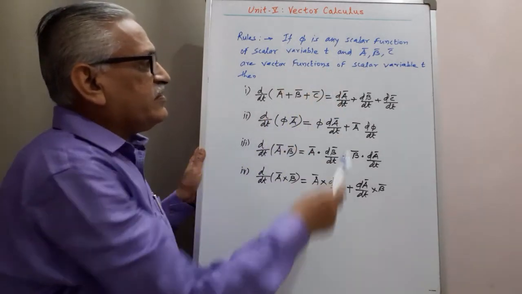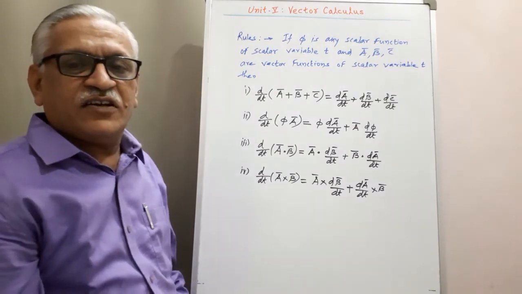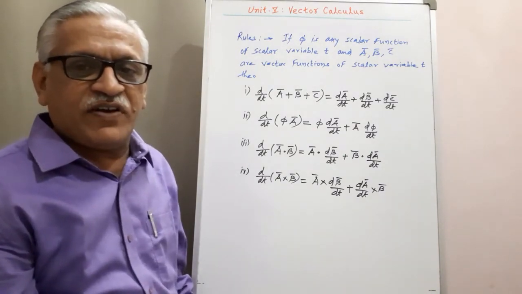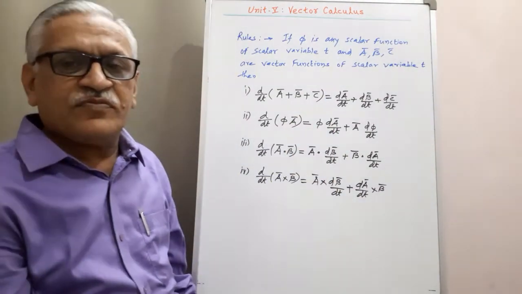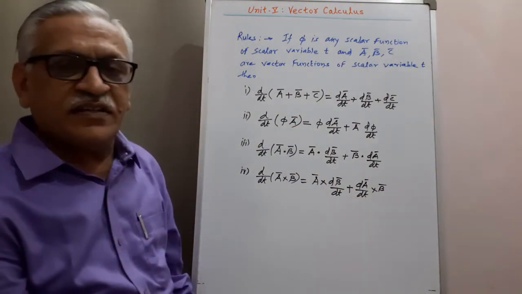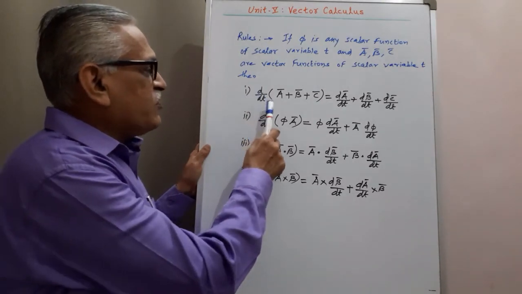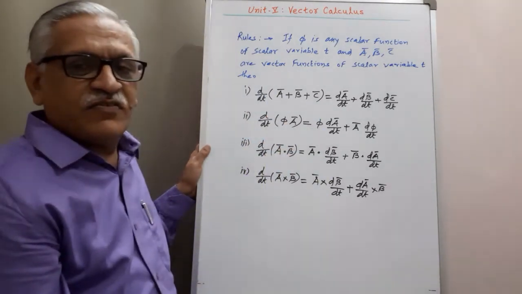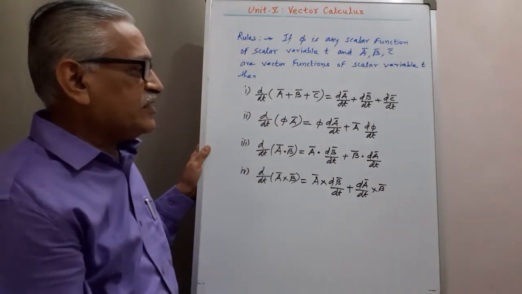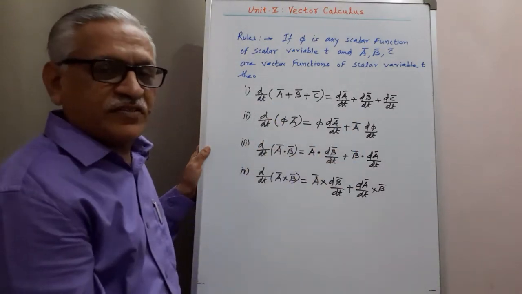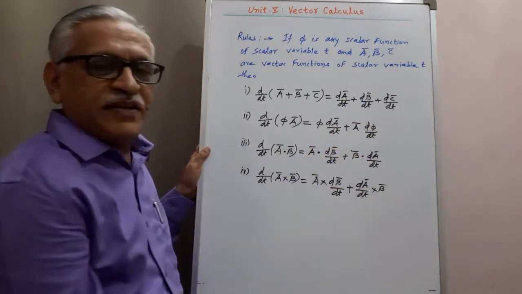If phi is any scalar function of a scalar variable t, and vectors A, B and C are three vector functions of the scalar variable t, then the first rule is: the derivative of the sum of the vector functions A plus B plus C is the sum of the derivatives of those functions. It is dA by dt plus dB by dt plus dC by dt.